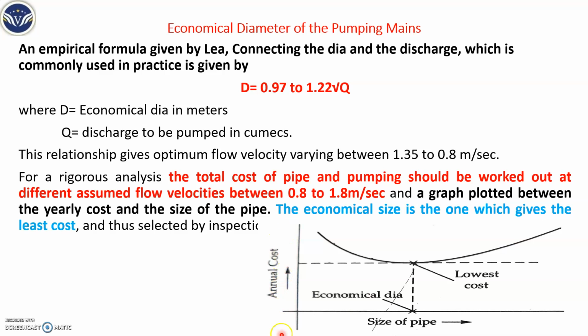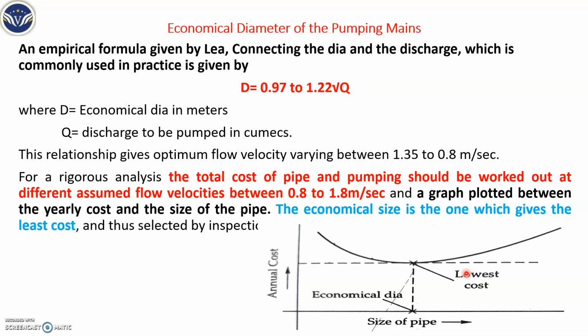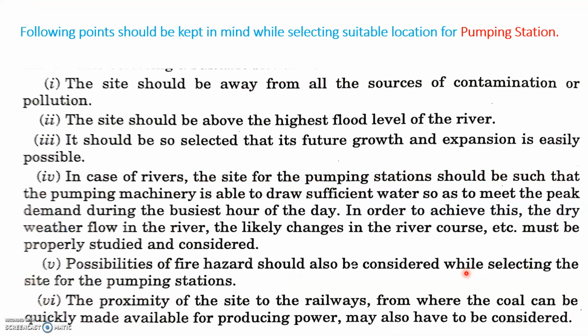This is a graph plotted with respect to annual cost versus pipe size. When they consider an economical diameter using this equation, they have found it quite effective, with much less maintenance cost and operation cost, and it is much more efficient. Next one. This is all about the economical diameter of a pumping main.